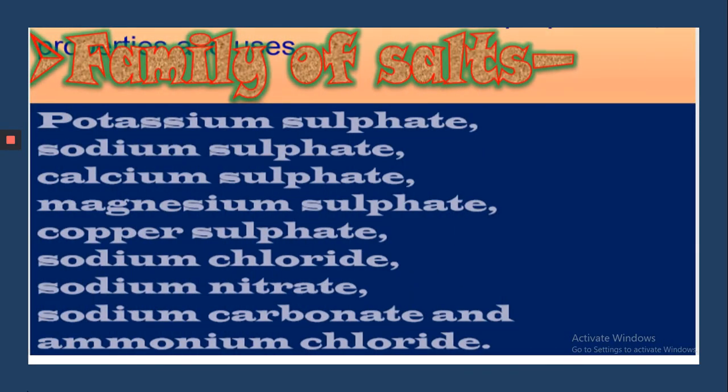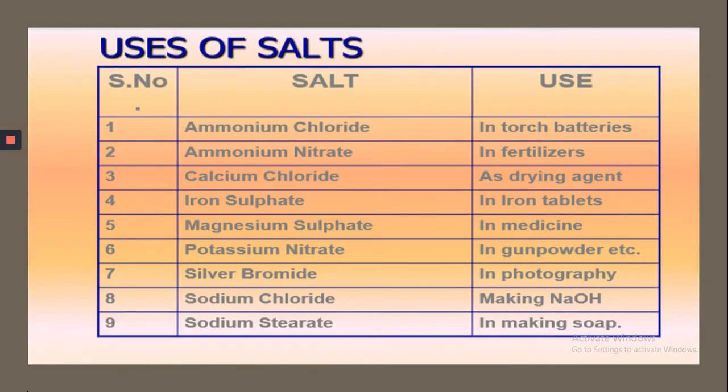There are different types of salts like potassium sulfate, sodium sulfate, calcium sulfate, magnesium sulfate, copper sulfate, sodium chloride, sodium nitrate, sodium carbonate and ammonium chloride. These all are different types of salts. There are different uses of different types of salts.